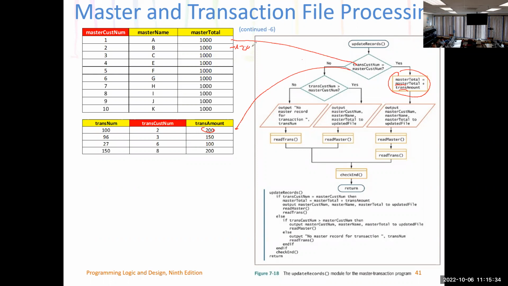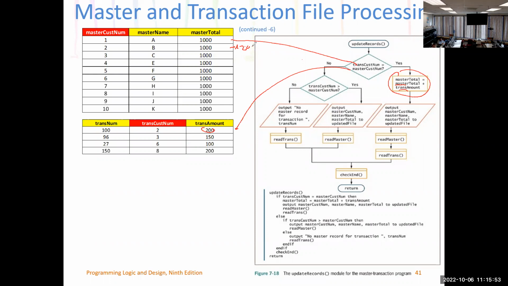If they are the same, you just add it and write it into the new file, right? Write it into the new file here. And of course, when you write into the new file, you have to move to the next record of both the master and the transaction here.